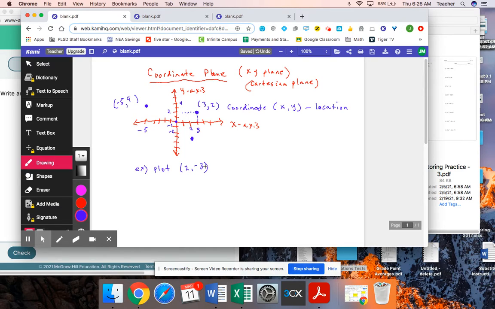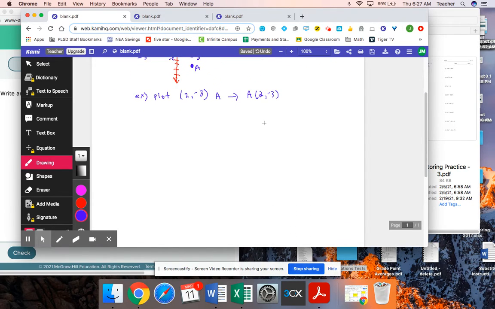Sometimes though they'll say plot this point, and then they'll give it a name. So they may call it point A. Usually you'll see this point is point A, so they'll write the A in front of it. So on here, if I have the point, I can just put an A next to it, and I know what I'm talking about. I'm talking about that location right there, that point right there. All right. So that's in general what the Cartesian plane is.